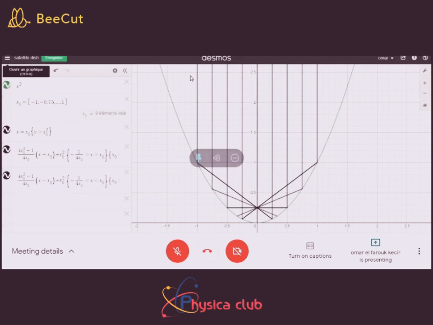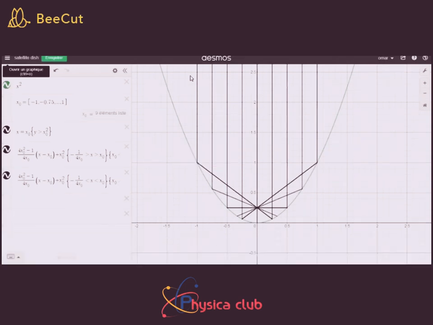Another thing we use this property and this shape for is in astronomy.